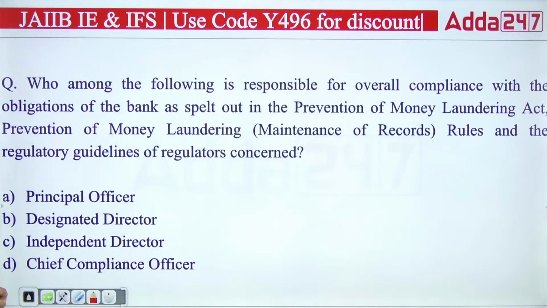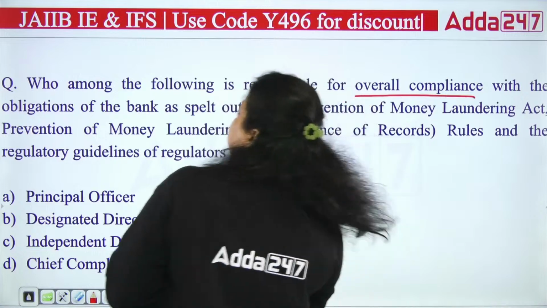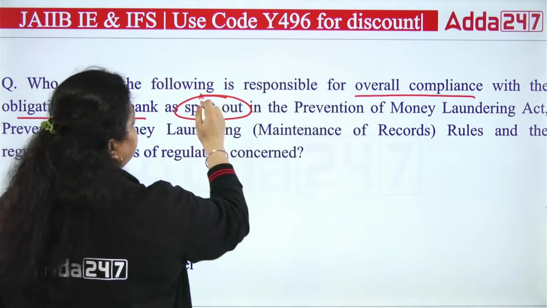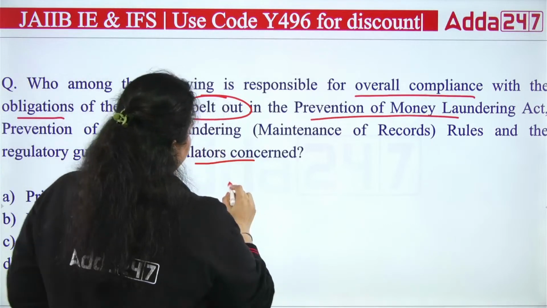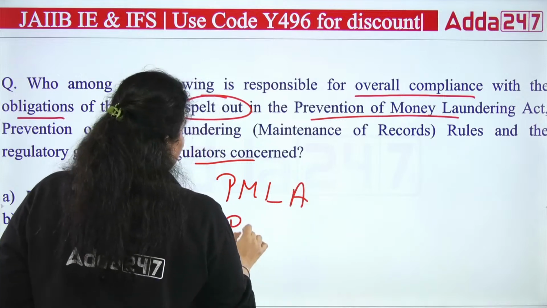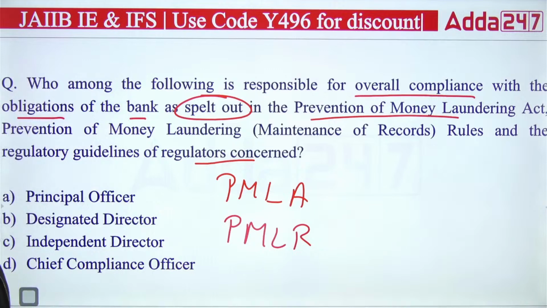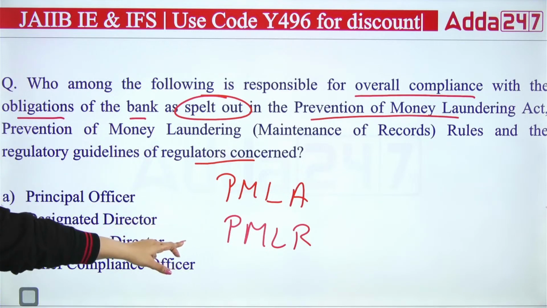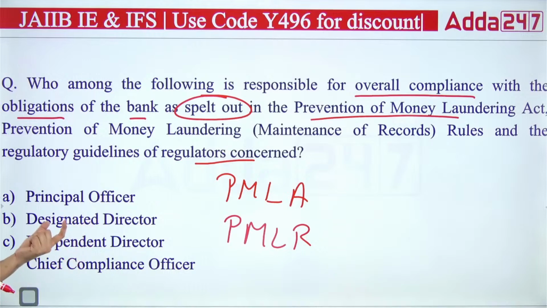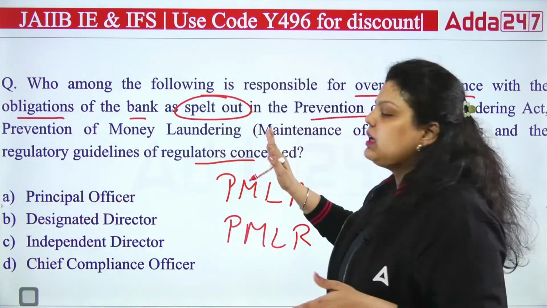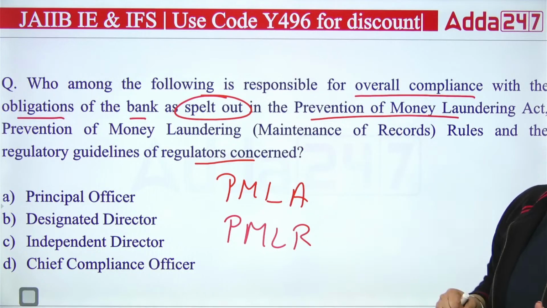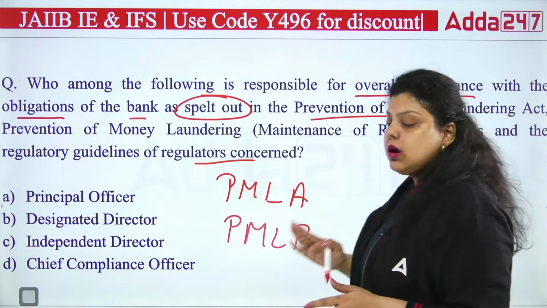Okay, next question. Who among the following is responsible for overall compliance with the obligations of the bank as spelled out in the Prevention of Money Laundering Act, the Prevention of Money Laundering Rules and the regulatory guidelines of the regulator concerned? So the PMLA Act and PMLR, that is the rules. According to these, who among the following is responsible for overall compliance with whatever regulations or obligations have been given under the PMLA Act and PMLR? Is it the principal officer? Is it the designated director? Is it the independent director? Is it the chief compliance officer? Whose responsibility is it? A, B, C or D?